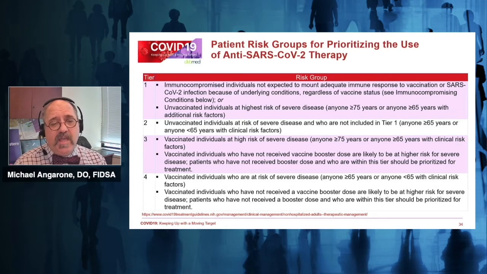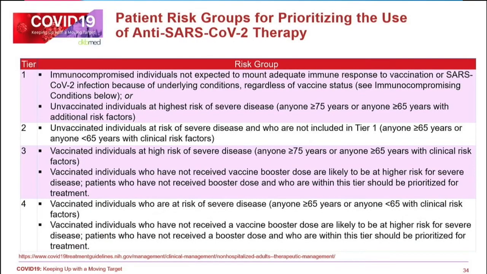So here in Illinois, we had a lot of issues with getting the preventative monoclonal antibody Tixagevimab, Cilgavimab, and we used a lot of this tiering. Tier 1 were those that were very immune suppressed, whether they were vaccinated or not, or unvaccinated individuals at high risk. Tier 2 were unvaccinated individuals that didn't fit in tier 1 by age or additional risk factors. Tier 3 were vaccinated individuals at high risk based on age or risk factors, or vaccinated individuals that have not been boosted yet, and there was concern that they may not have an appropriate immune response.